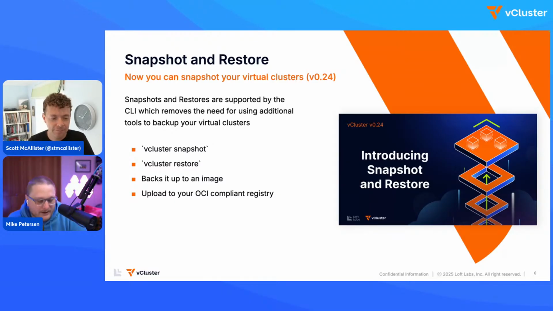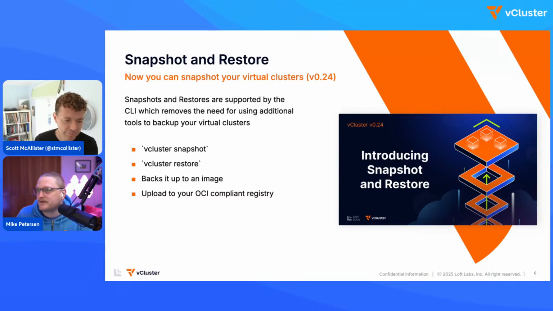0.24. So the Rancher release wasn't a numbered version. The next numbered version of vCluster that's coming out is going to be version 0.25. So we're going back to the latest version 0.24. This is going to have snapshots and restores, supported by the CLI, which removes the need for using additional tools to back up your virtual clusters.